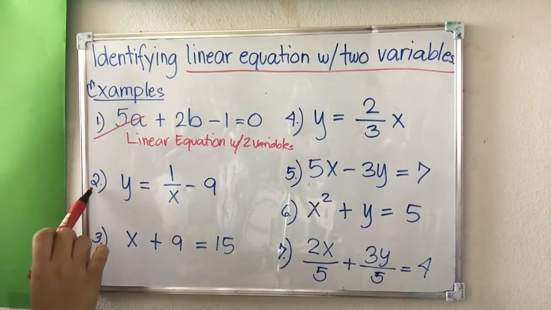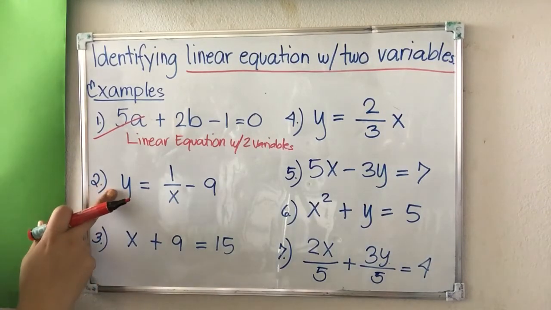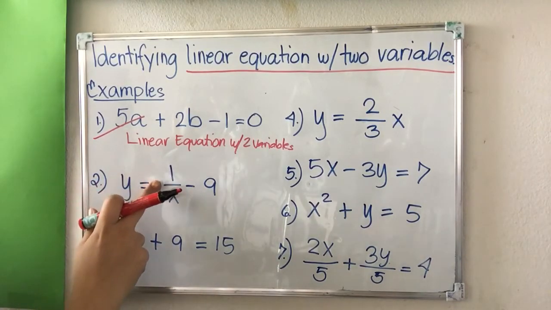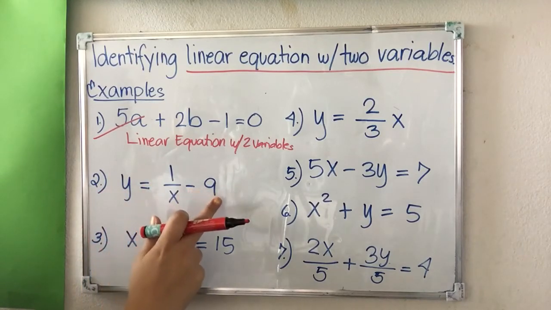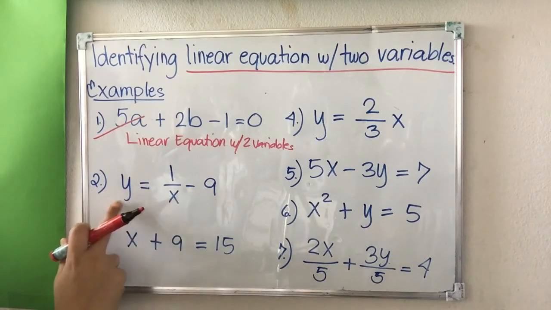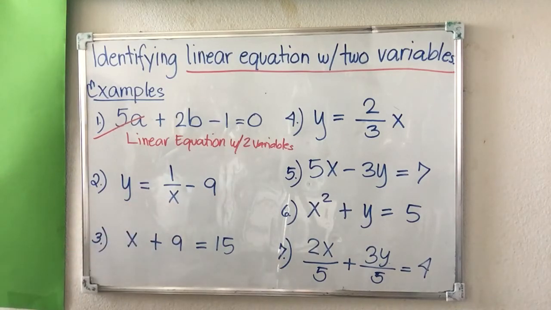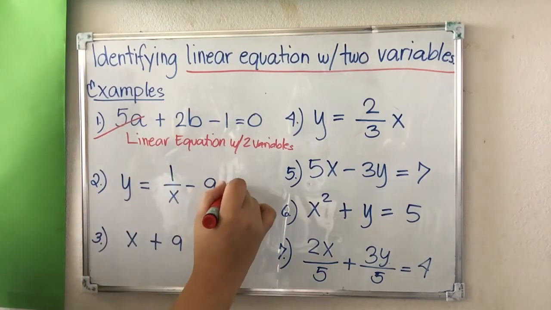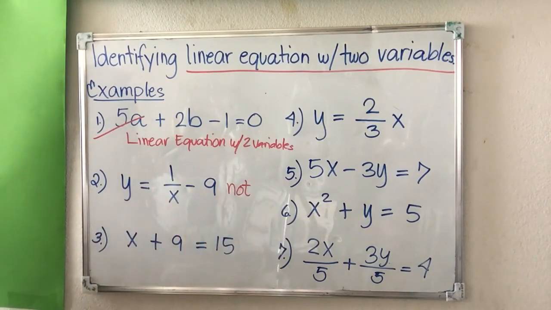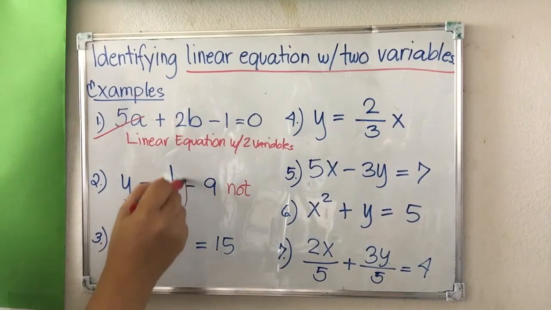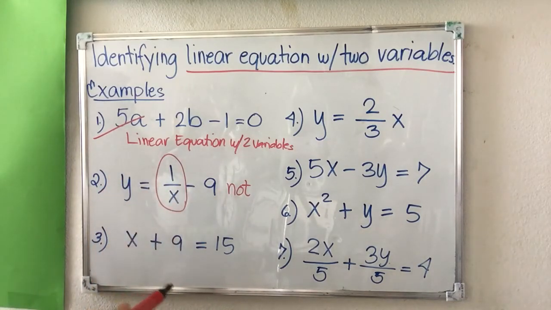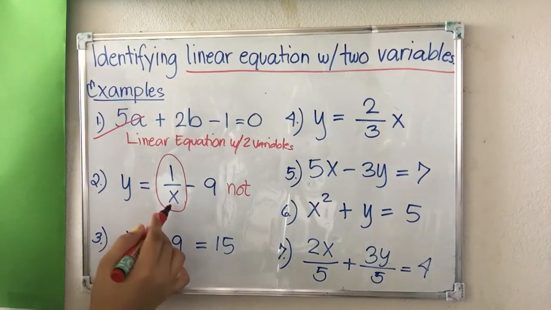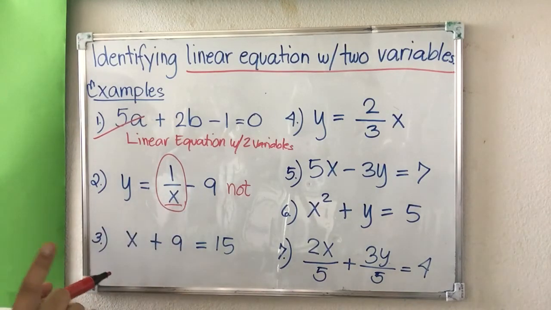Next, example number 2, we have y is equal to 1 over x minus 9. Is it a linear equation? Example number 2 is not a linear equation. Why? Because of the 1 over x. The x should not be in the denominator, it should not be a variable there.